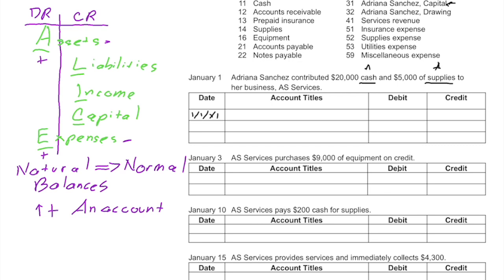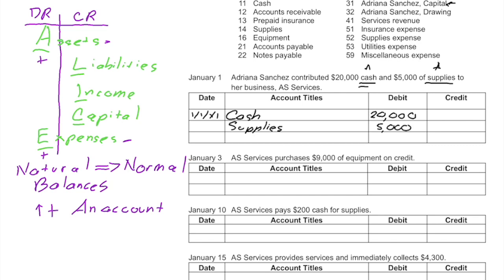So if we have multiple debits, all debits go together. If we have multiple credits, they all go together on the bottom. So I'm going to recognize cash here for our $20,000. And then we are also contributing supplies of $5,000.